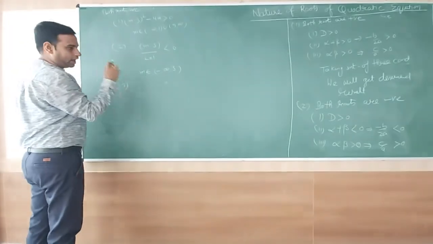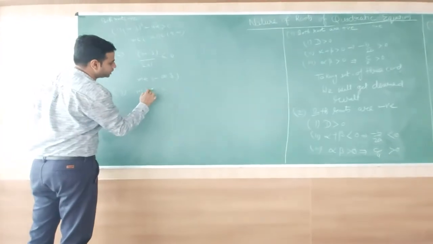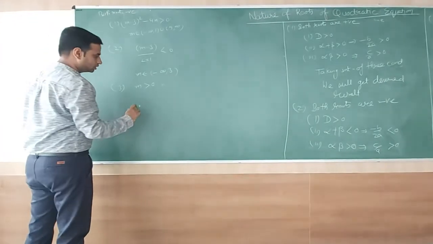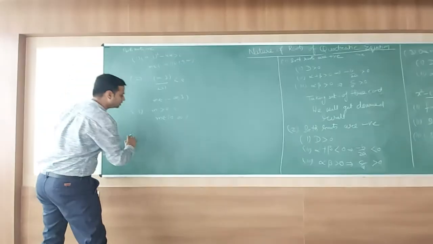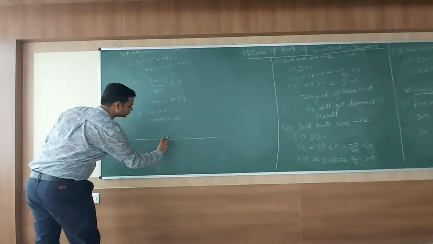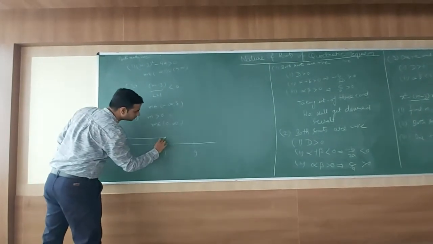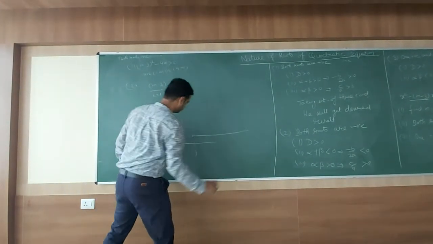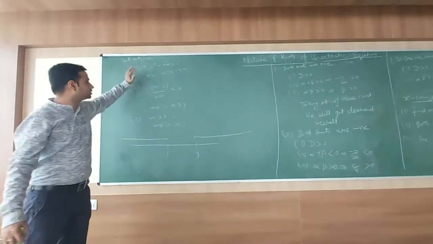Third point is what? Alpha beta, that is product of roots, that is greater than 0. So m is greater than 0. Okay. So it will come out to be 0 to infinity. Again we are taking the intersection of the three. See, this is 1, this is 9. Drawing the first condition, this is 0, this is 1, this is 9. So minus infinity to 1, 9 to infinity is my first condition.